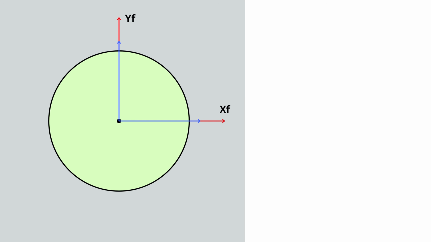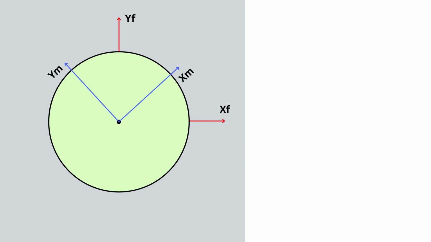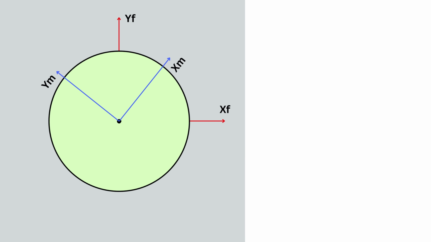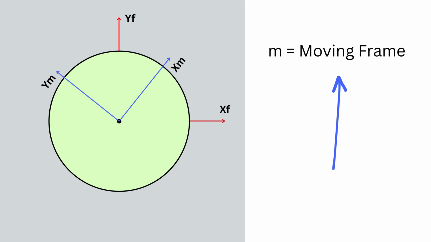Now we place another pair of axes directly on the platform itself. These axes also start from the same origin, or the center of the platform. One axis is called XM, and the other is called YM. The important thing is that these axes are painted on the platform. So whenever the platform rotates, these axes rotate along with it. Because they rotate together with the platform, we call them the moving or rotating frame.